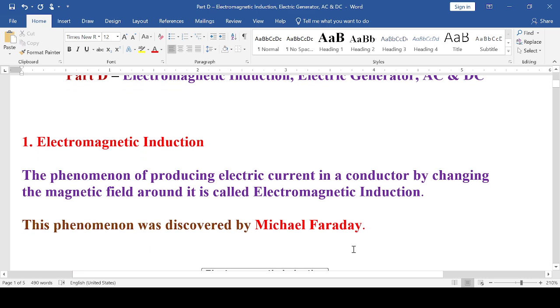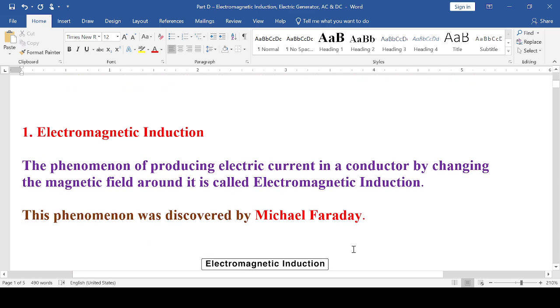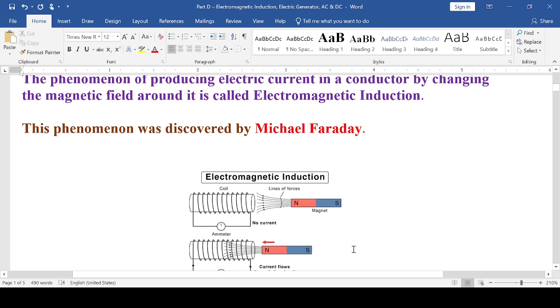So first we will begin with electromagnetic induction. What do you mean by electromagnetic induction? The phenomena of producing electric current. So how you are producing electric current and where? You are producing in a conductor. And how? By changing the magnetic field. You are changing the magnetic field around the conductor so that it can produce electric current. This is known as electromagnetic induction, and this phenomena was discovered by Sir Michael Faraday.